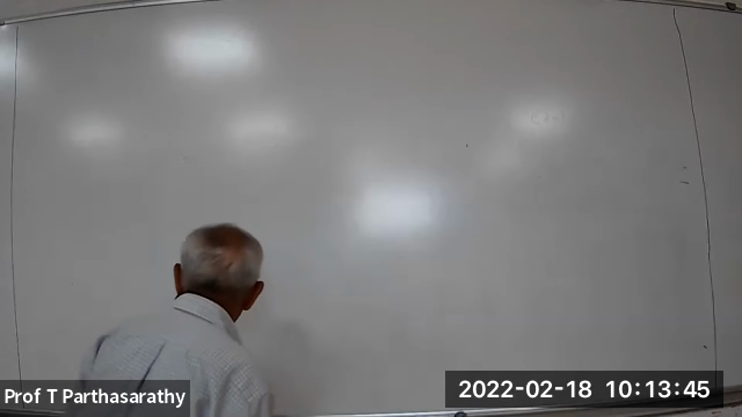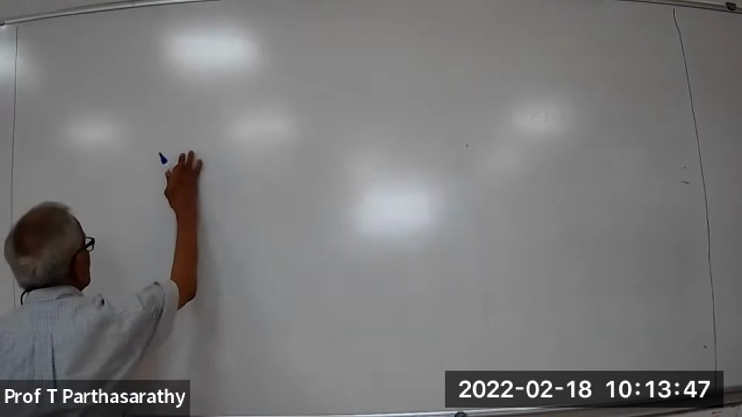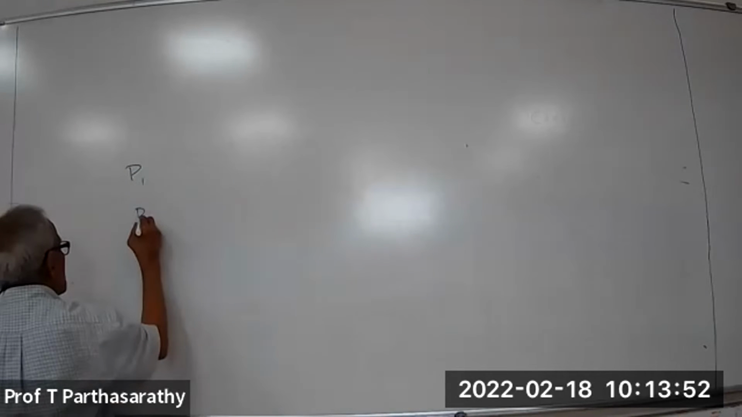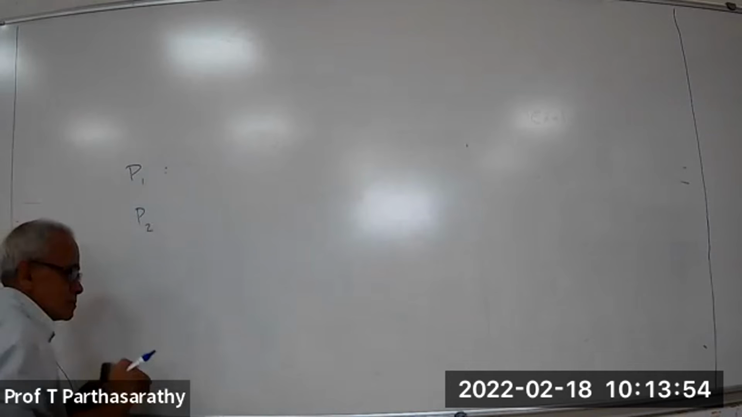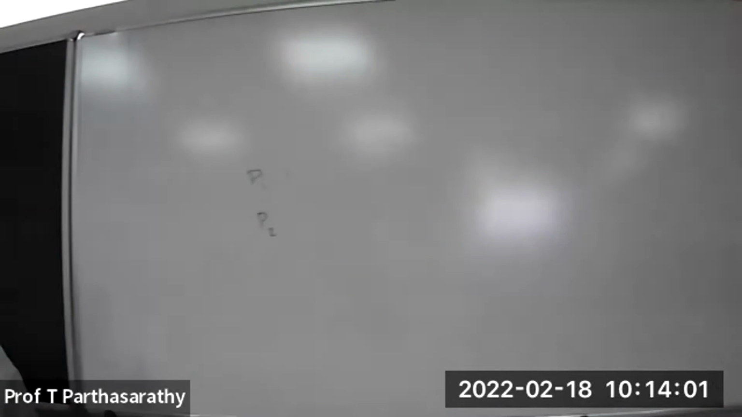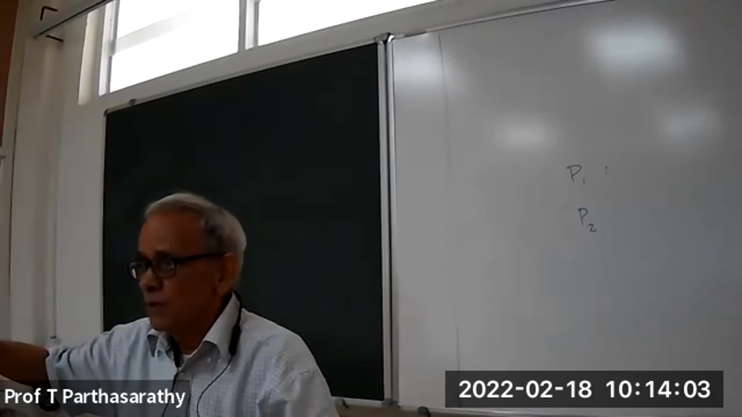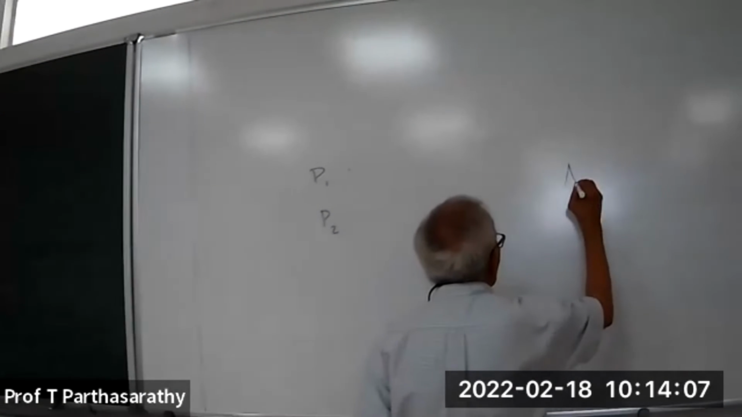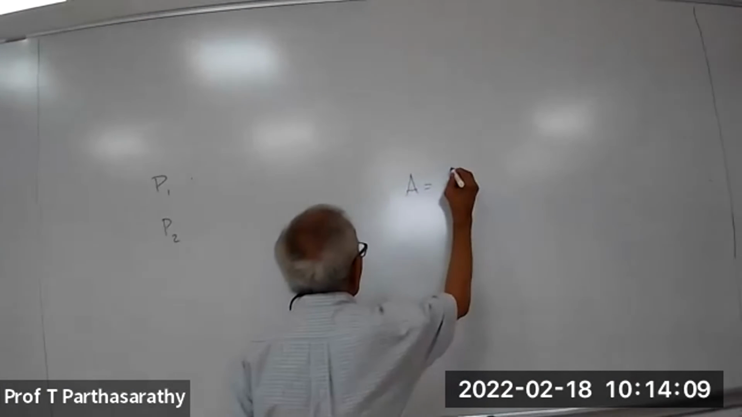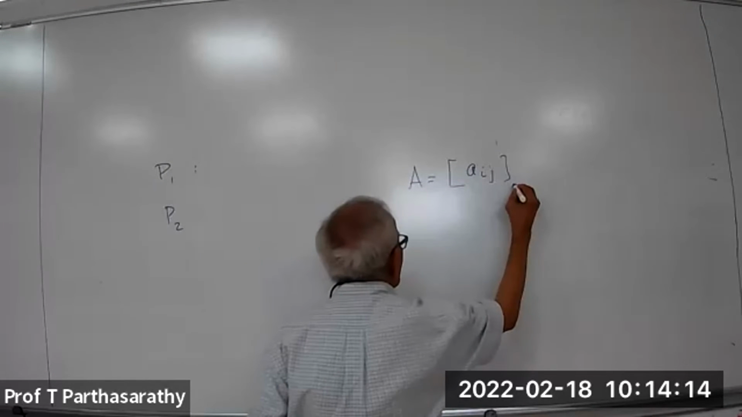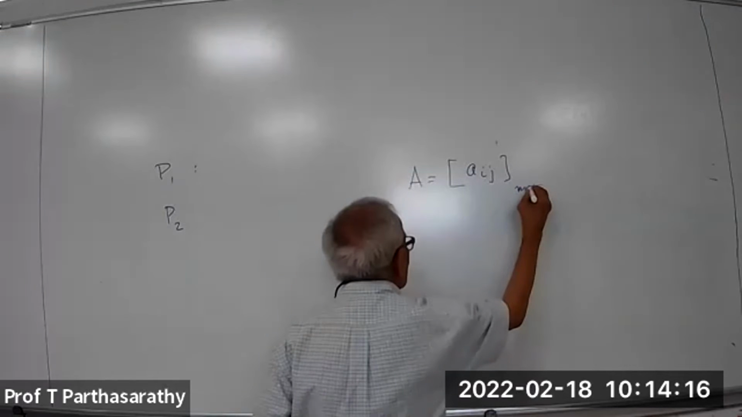See, I have a matrix. There are two players, P1 and P2. P1 has to choose one of the rows. There are m rows. P2 has to choose one of the n columns. Associated with these, there is a matrix A, Aij. This is m cross n.